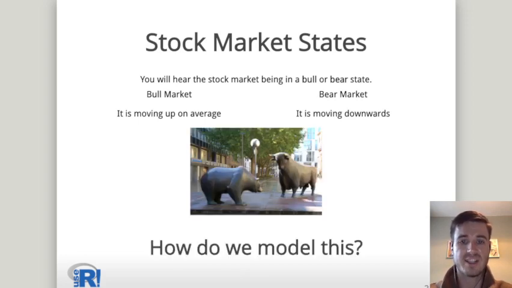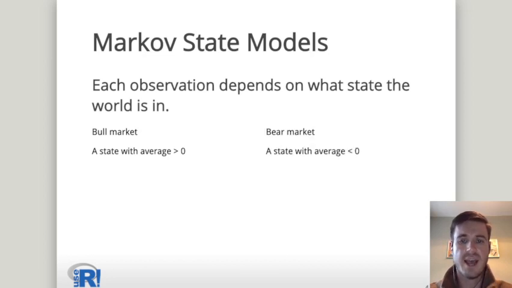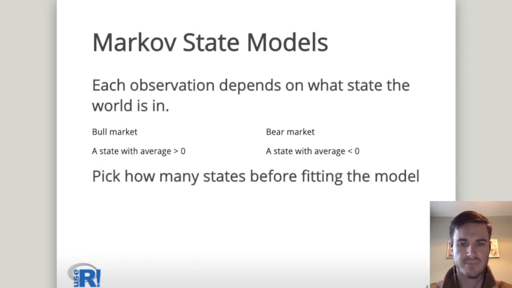You'll commonly see statues of bulls and bears around stock exchanges around the world, but how does this help us model the stock market? In Markov state models, each observation depends on what state the world is in. So in this case, a bull market would be a state where the average is greater than zero because it is going up and increasing every day. And a bear market would be the opposite. It would be a state where the average is less than zero because it is decreasing every day.